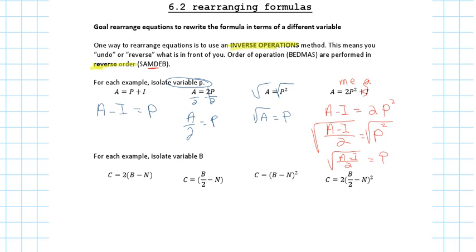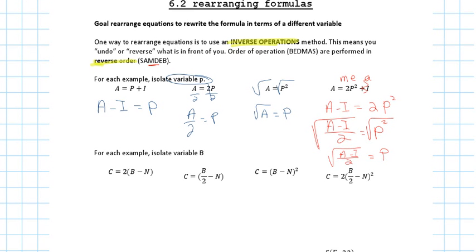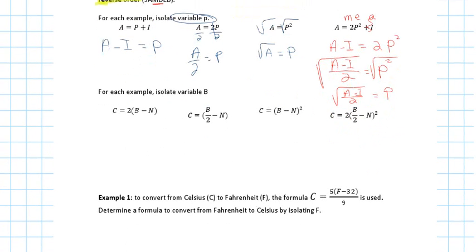I have 2, so I need to isolate for variable b. C equals 2 times (b minus n). Because b minus n is in brackets, that's the last thing I'm going to deal with. Remember, SAMDEB is the opposite of BEDMAS, right? So the last thing I'm going to deal with is the bracket.